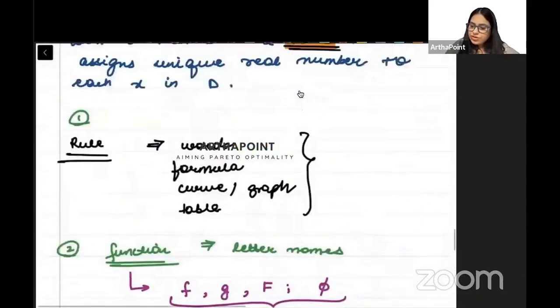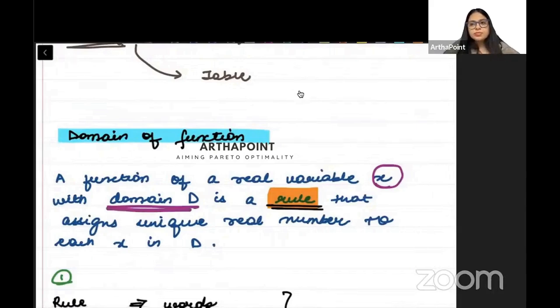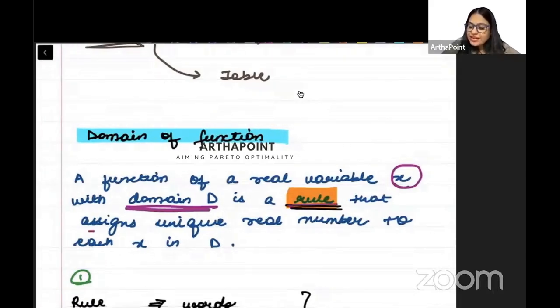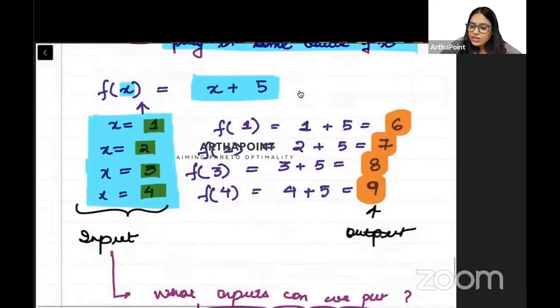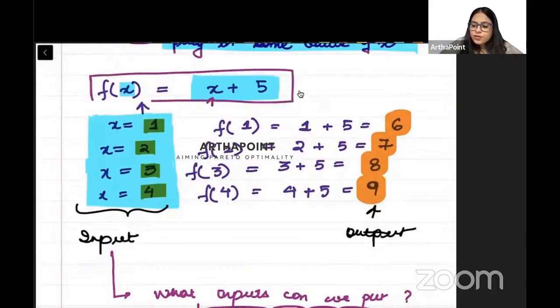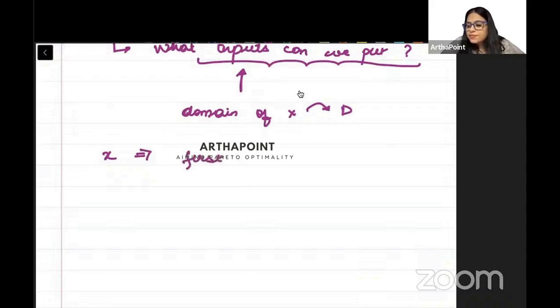देखो, read it out. A function of real variable x. So function किसका function है? वो x का function है. x का domain क्या है? D. Right? Is a rule that assigns unique real number to each x in D. तो हम क्या कर रहे हैं? When we are putting x from the domain, we are getting some answer of the function. What is domain? Domain is defining which values x can take. तो जैसे अगर मैं बोल दूं that x can take values in first 10 natural numbers.